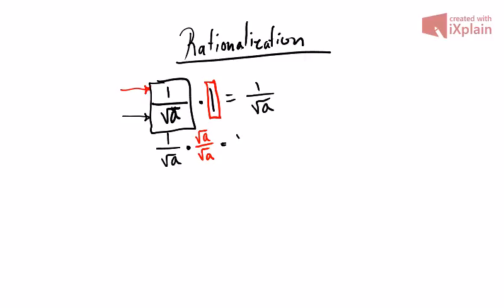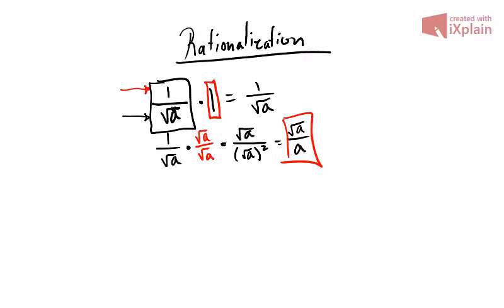But instead now it's going to be the square root of a divided by the square root of a squared. If you simplify it, you're going to get the square root of a divided by a. And so essentially what happens is you basically take out the radical expression in the denominator and rewrite it in the form of this right here. And this is the process of rationalization.